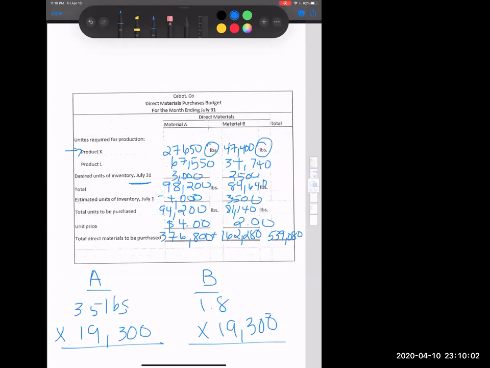Okay, so hopefully that all made sense. Now we're going to take a break, and the next thing we're going to look at is labor. How much labor is required?